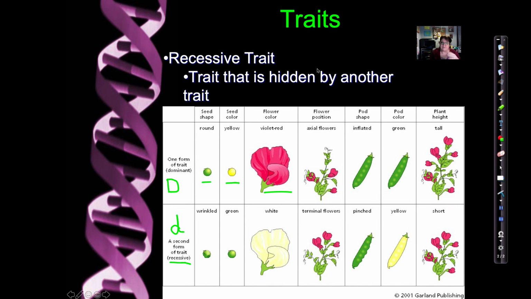So here's the deal. For every trait, you have to have two alleles. I'll teach you what an allele is here in a second. It's really hard to write with the mouse. So if it was recessive, it would be little d, and you would be able to see that it was wrinkled or green or whatever. Okay? So the next one, not really good at this maneuvering business. I'll have to practice. Okay, so this next one is not working.